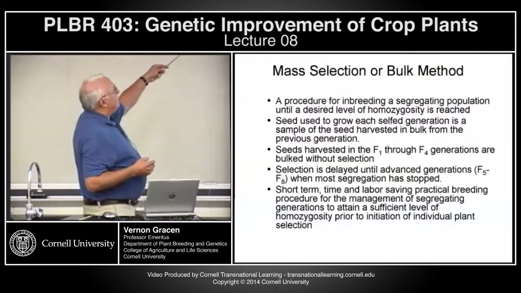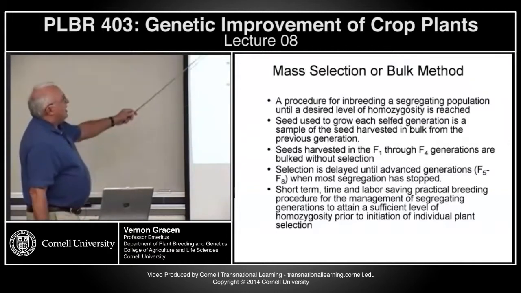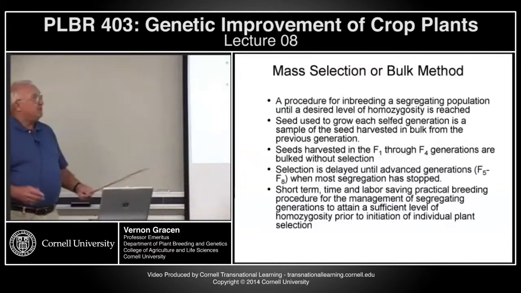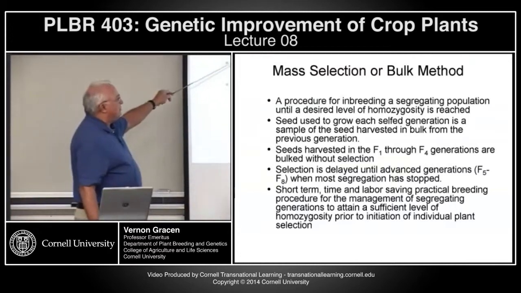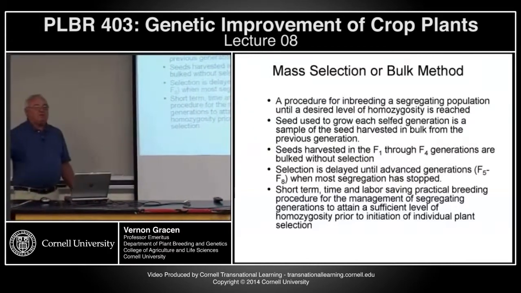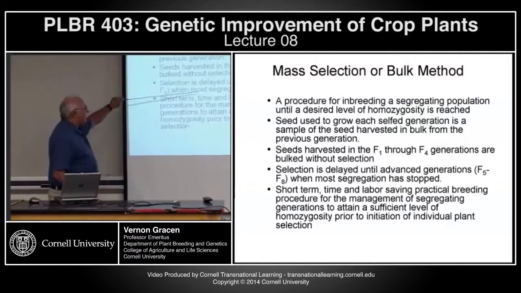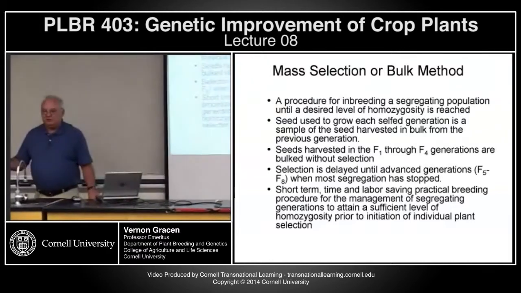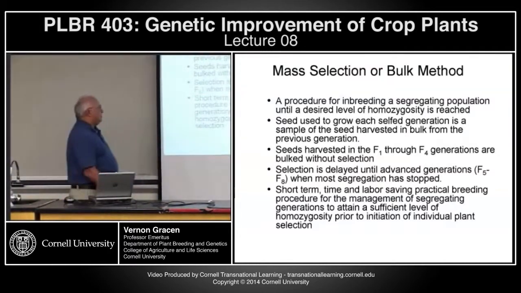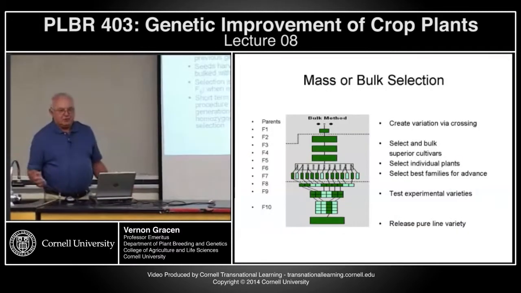All right, just go through these. Mass selection, it's great for inbreeding a segregating population. Basically, the seed used to grow each self-generation is a sample of seed that's just harvested in bulk. You just bulk F1 through F4. F5, you start selecting individual plants phenotypically. By the time you get to the F6, 7, 8, you start running progeny trials, replicated trials. And basically, it's a short-term, time and labor-saving, practical breeding procedure for managing segregating populations of inbreeding crops.